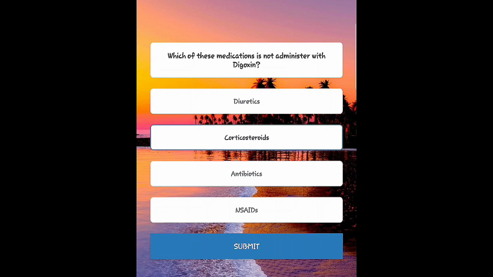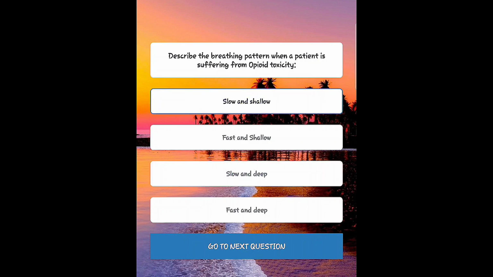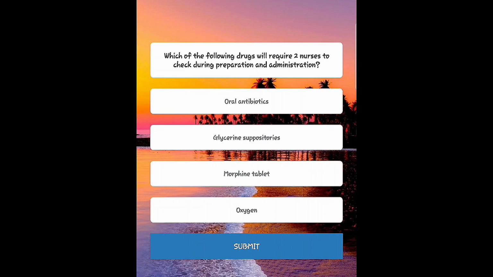What does digoxin do? Diuretics reduce fluid in the blood, thereby increasing the blood pressure and pulse. So I think that should be diuretics, or is it NSAIDs? Let's just go with NSAIDs. Describe the breathing pattern when a patient is suffering from opioid toxicity. I'm not so sure, so I'll just choose randomly. Slow and shallow, okay? Which of the following drugs will require 2 nurses to check during preparation and administration? That should be morphine tablet.